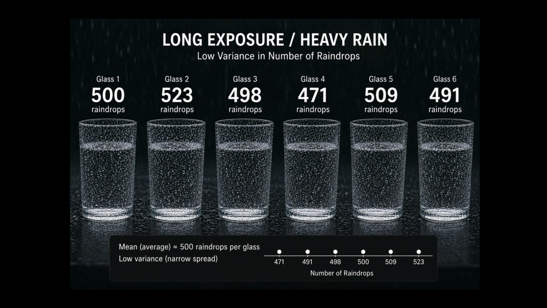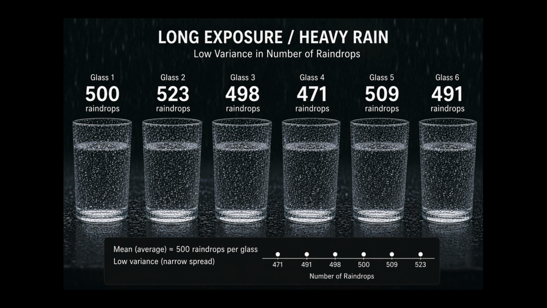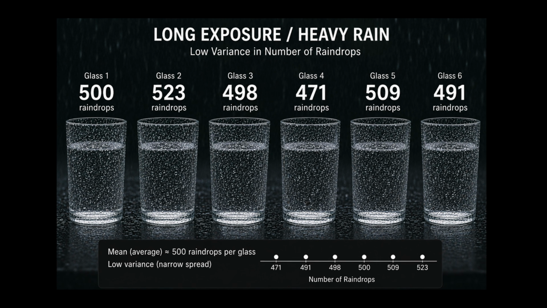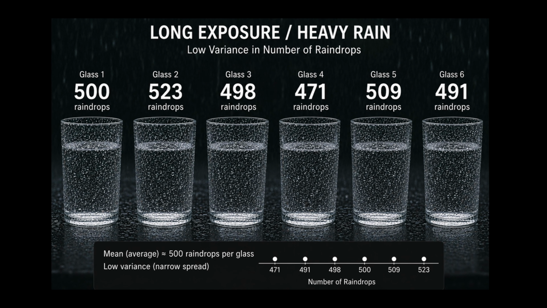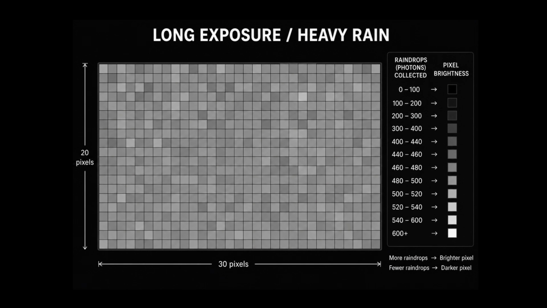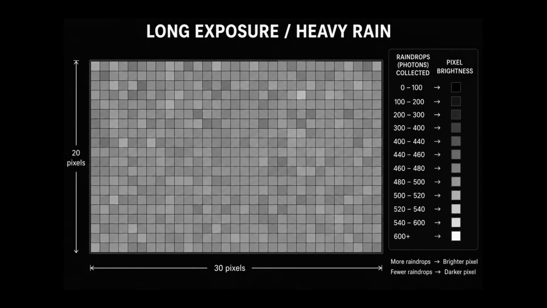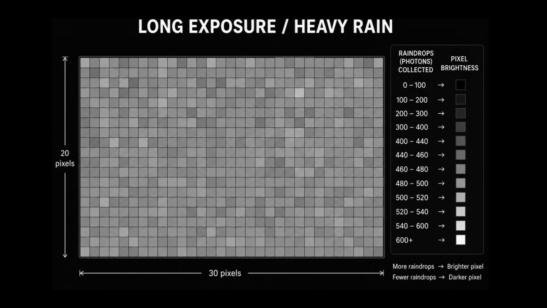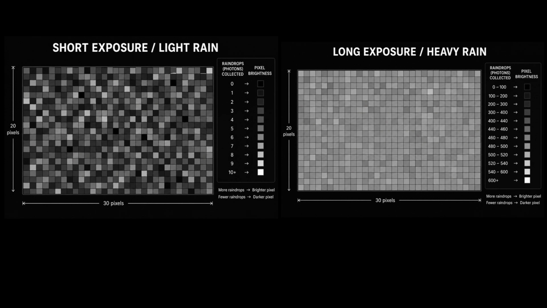Theoretically, all the glasses out in the rain should come out with the same amount of raindrops, but in real life, that's not what happens. But if we leave glasses out a long time, the variances average out over time, with more time equaling less variation, like 500, 523, 497, 471, etc. Represented as the brightness in pixels, it might look like this. And compared to each other, clearly a longer exposure, or leaving the glasses out longer, results in less variation and a cleaner image.